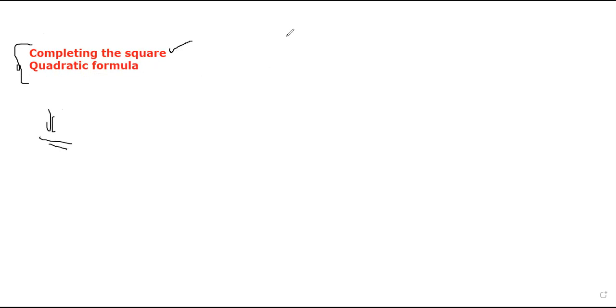We did difference of two squares, whereby let's assume we're given something like x squared plus 4x plus 4, right? And then this was 0, right? We call it an equation because it has an equal sign. Remember that if it doesn't have an equal sign, we call it an expression, right?